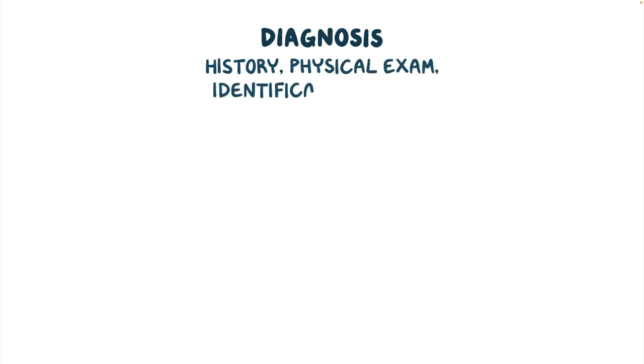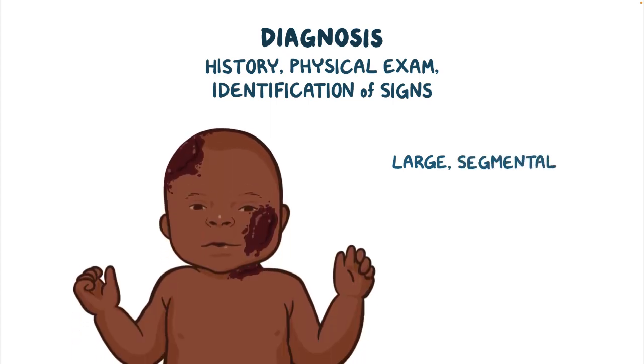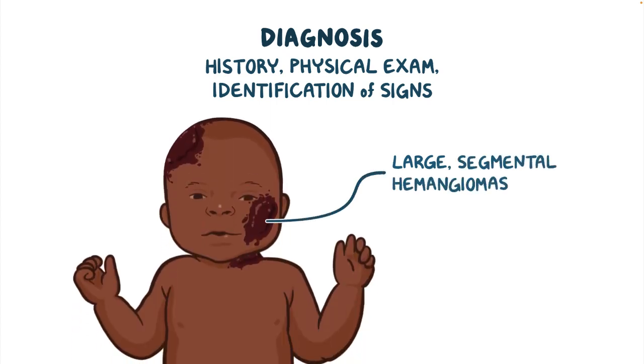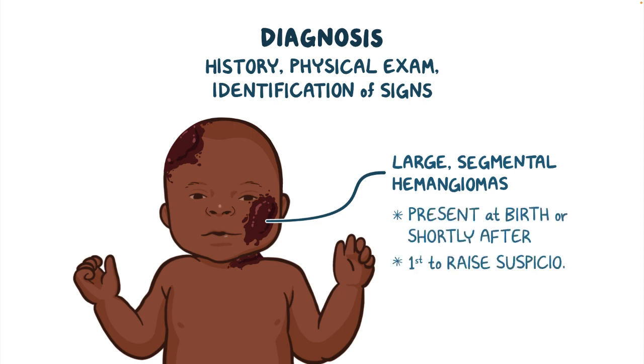Alright, now PHACE syndrome is diagnosed through history, physical examination, and identification of characteristic signs and symptoms. Large, segmental infantile hemangiomas are an easily noticeable feature, and they're present at birth or shortly after, so they're usually the first to raise suspicion of PHACE syndrome.